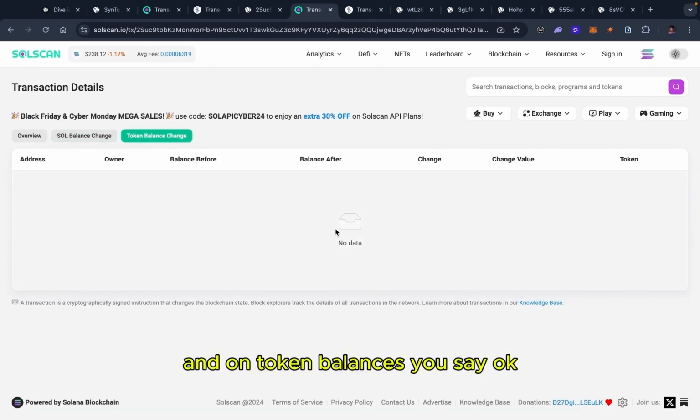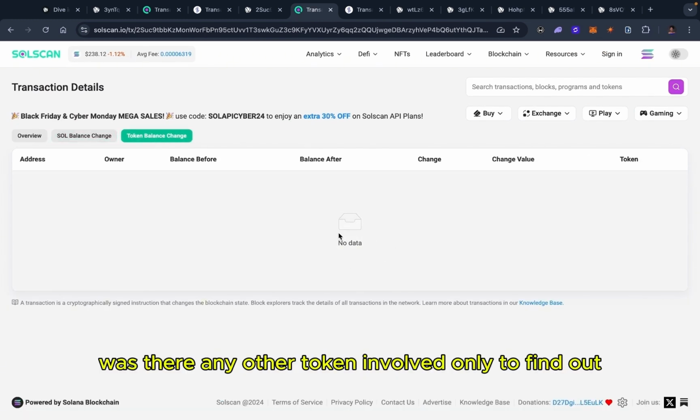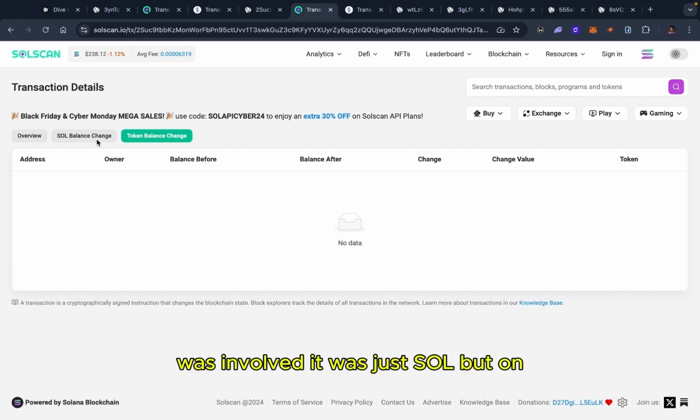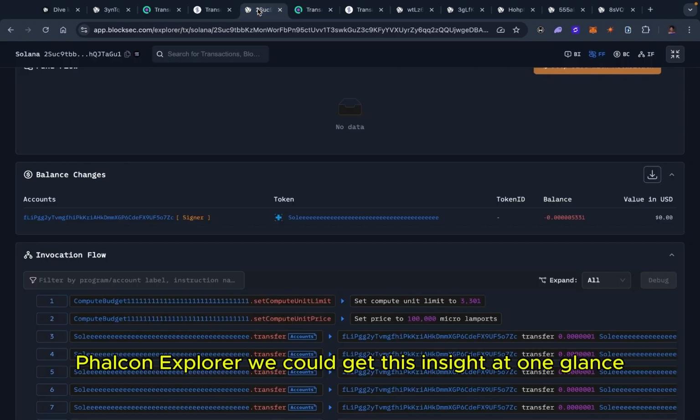And on token balance, see, okay, did anything happen? Was there any other token involved? Only to find out, oh no, no other token was involved, it was just Sol. But on Phalcon Explorer, we could get this insight at one glance.